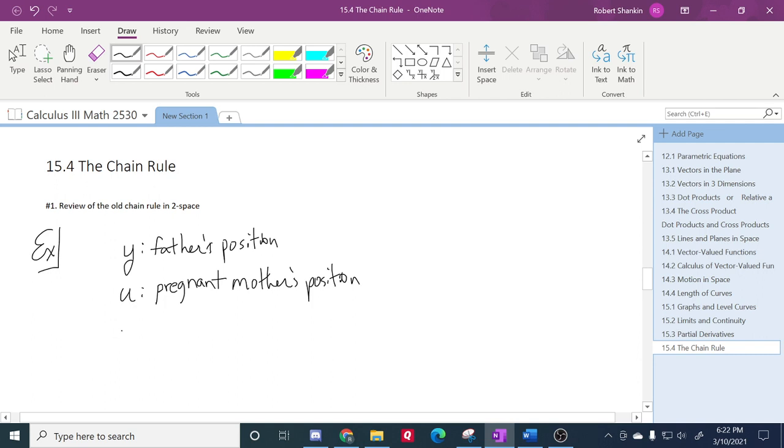And then x is going to be the 3-year-old's position. Alright, so in this family, if we did dy/dt, can anybody tell me what dy/dt would represent verbally?